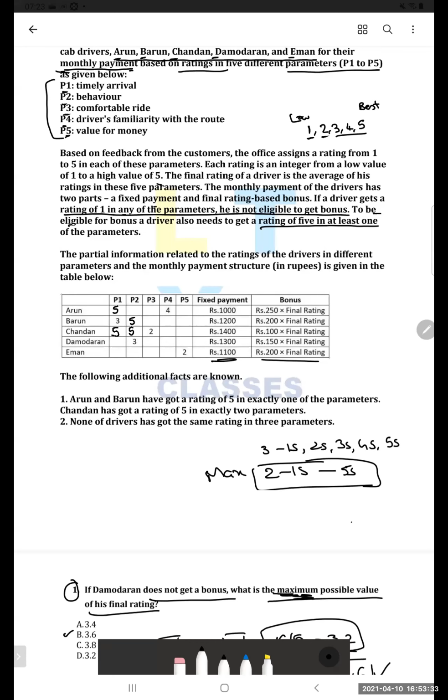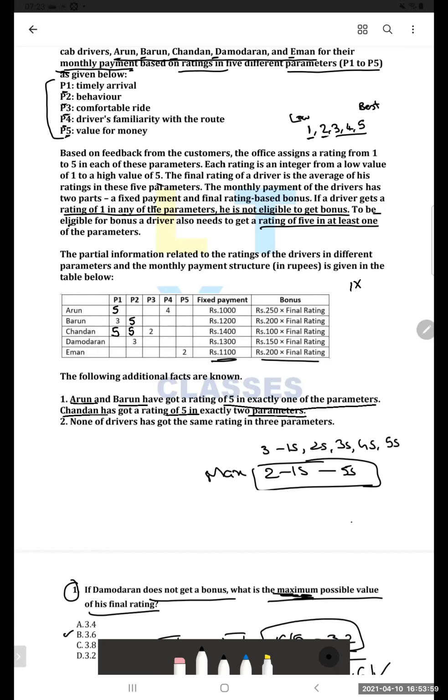Arun and Varun have got a rating of 5 in exactly one of the parameters. They have not given us the parameter, but we can assume it is in one of the parameters. And Chandan has got a rating of 5 in exactly 2 parameters, so I'll put those 2 5s as well. Since we are solving for the minimum, let us solve for a minimum for each driver. Since all of them got a bonus, none of them got a rating of 1. So 1 is eliminated. Now we have to solve for 2, 3, and 4.